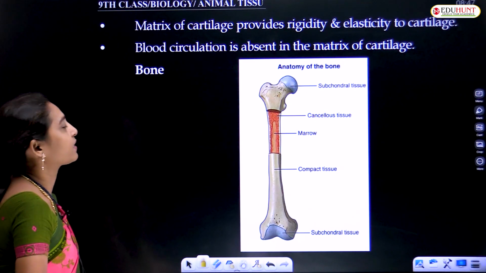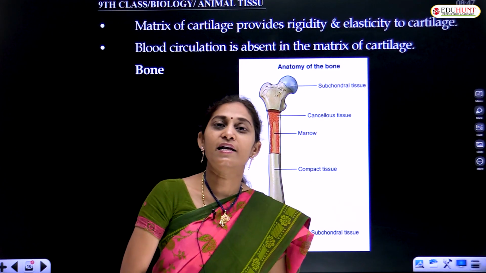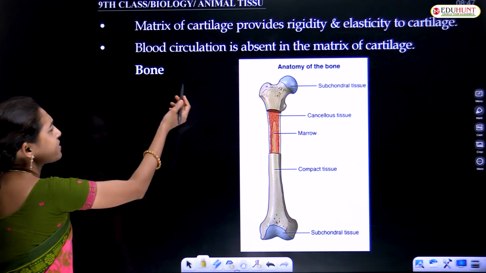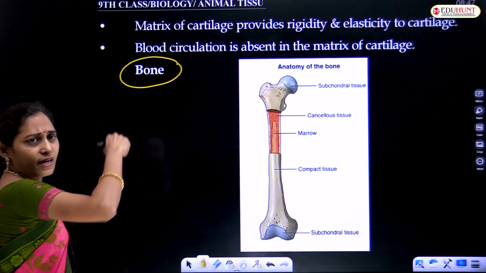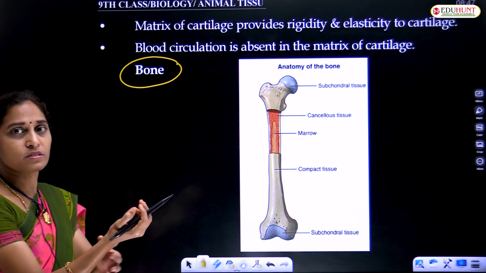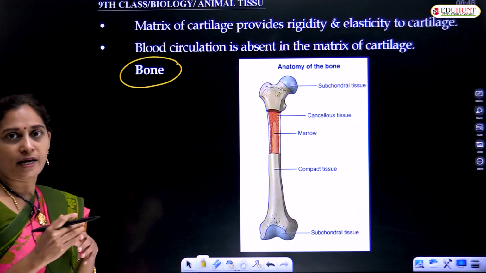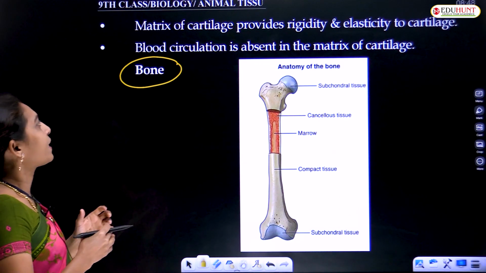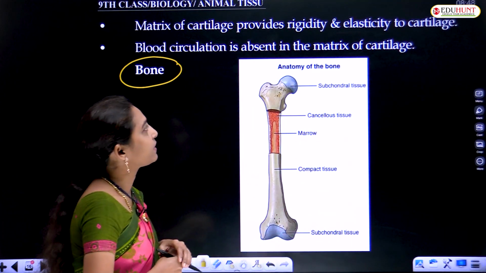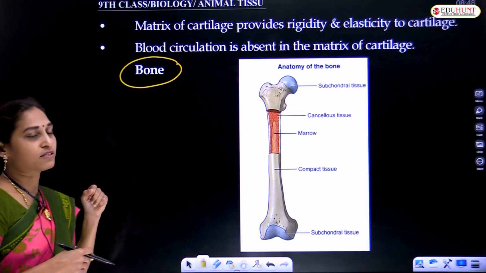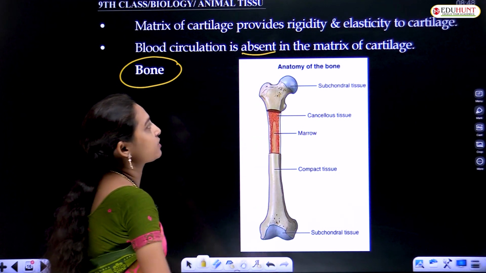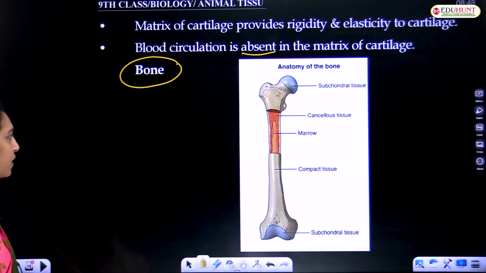And the second category of the skeletal connective tissue is bone. As I said, it is mineralized, that is why it is hard in nature, and all the bones are very hard and they are rigid, and matrix of cartilage provides rigidity to the organ, and blood circulation is totally absent. Blood circulation is absent in the matrix of the cartilage.